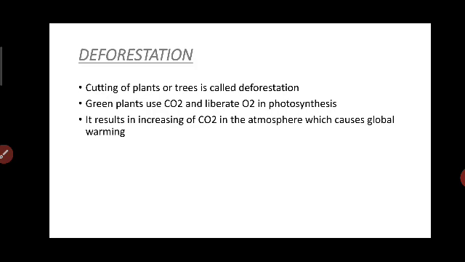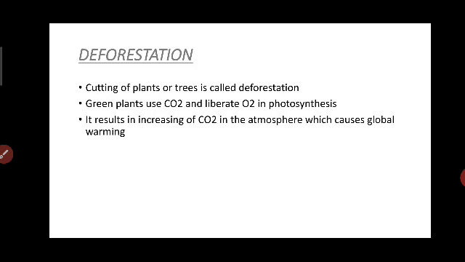Green plants use carbon dioxide and liberate oxygen in the photosynthesis reaction. By photosynthesis, every plant and tree makes its own food. That's why they are called producers. They do not depend on others to make food. We human beings depend on others, on plants and animals, for food. But plants and trees do not depend on others. They produce their own food by the photosynthesis process.